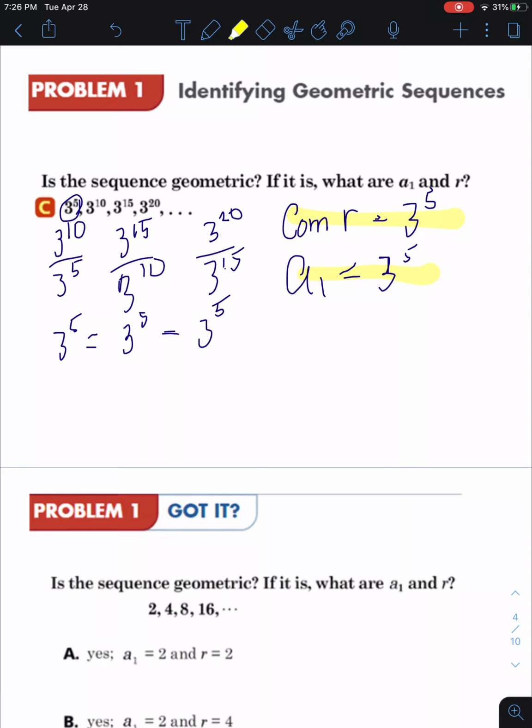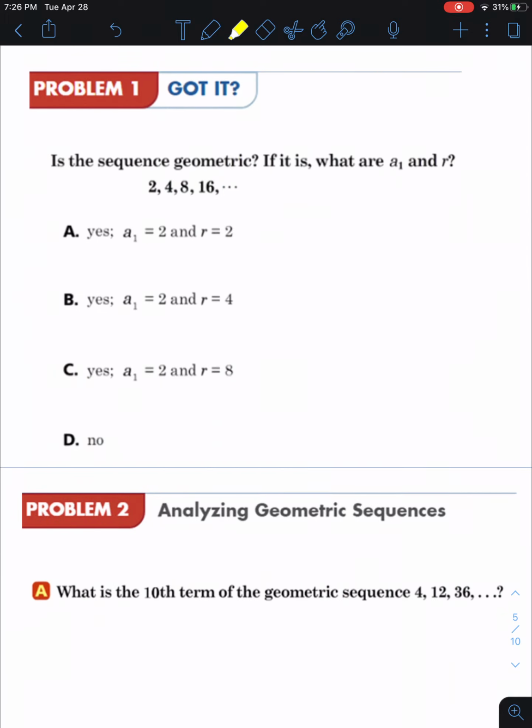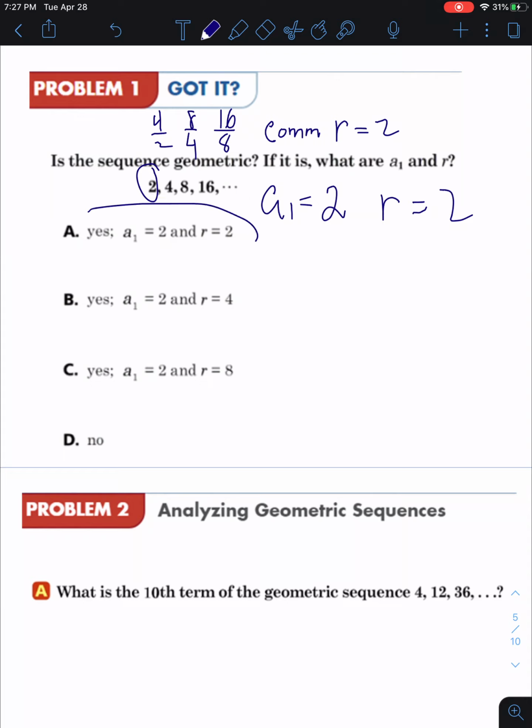All right, is this sequence number 3? Is this one geometric? All right, so we take 4 over 2. That's 2. We take 8 over 4. That's also 2. And 16 over 8. That's 2. So looks like yes. r, common r, is 2. Okay? So the first term then is this guy. So a sub 1 is 2. And r is 2. And so my answer is A.